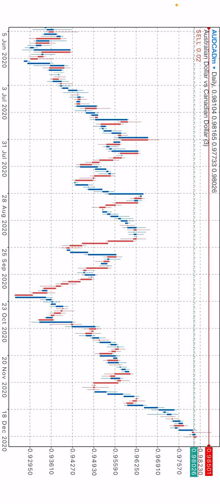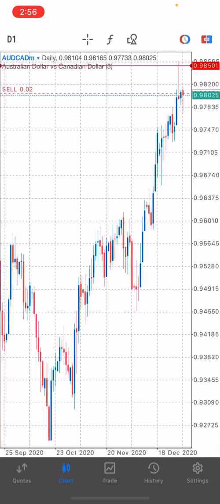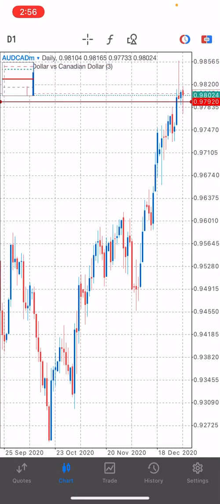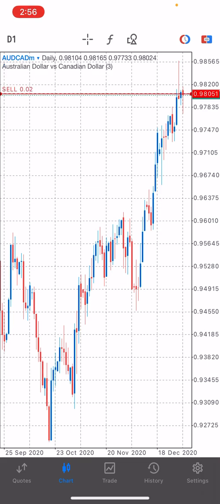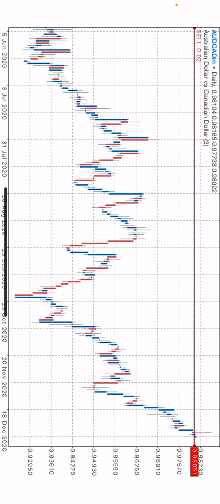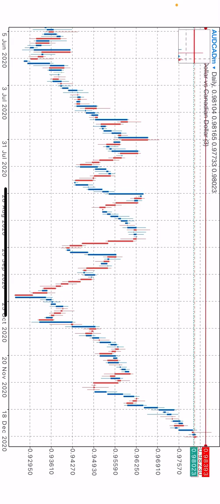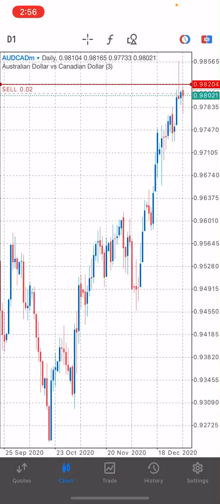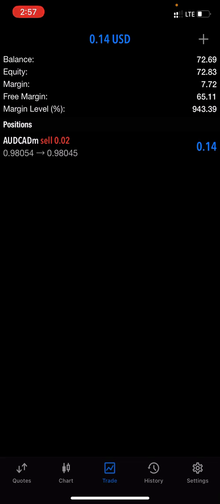Now, for me, I would sell at this point, and as you can see, I sold. Look at the sell button there. I sold here, as you can see. I sold with a lower lot size, 0.02, and the candlestick is still hovering around that point. Let me see if I'm still in profit or loss. Okay, I'm still in profit, 0.14.